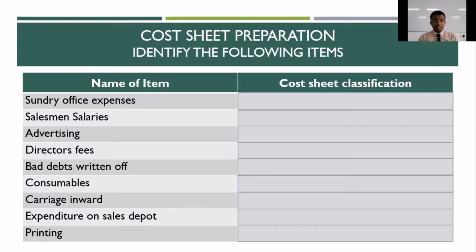Someone put a message in the meanwhile. What is meant by consumables? Consumables would be like lubricating oil, nuts, bolts, screws. Basically, consumables are anything that gets used up. That is what is referred to as a consumable.